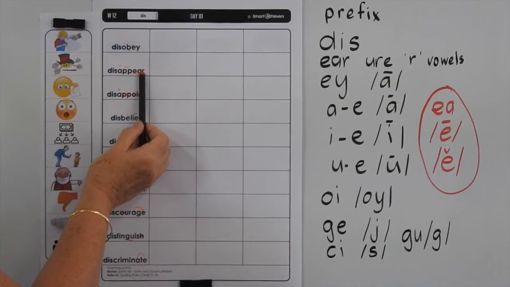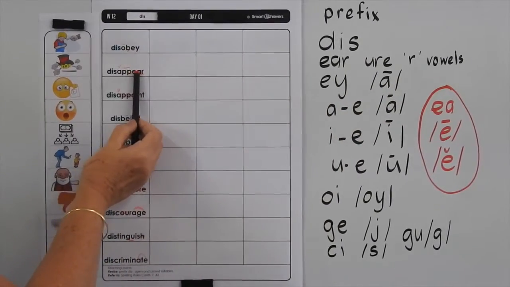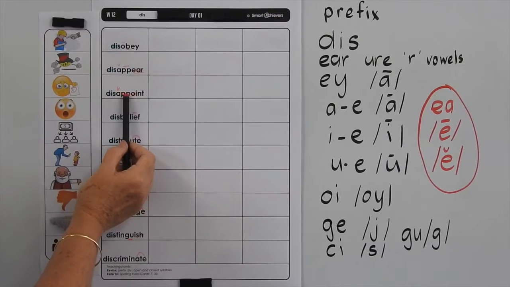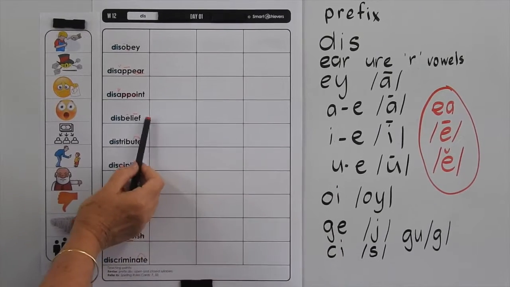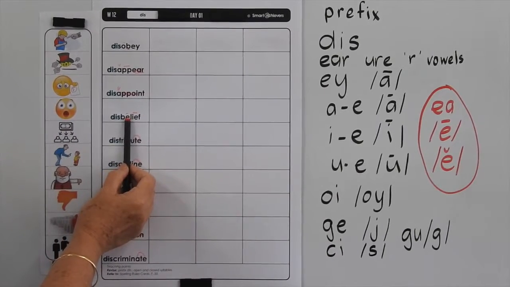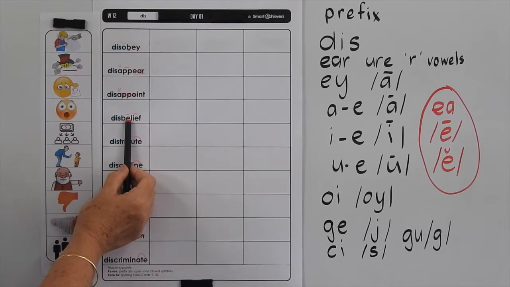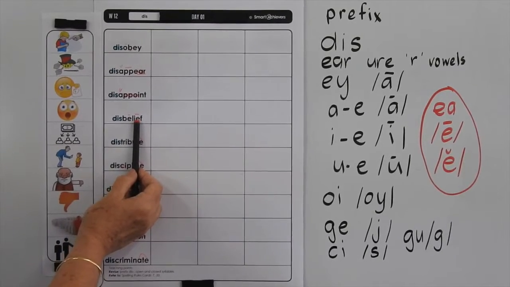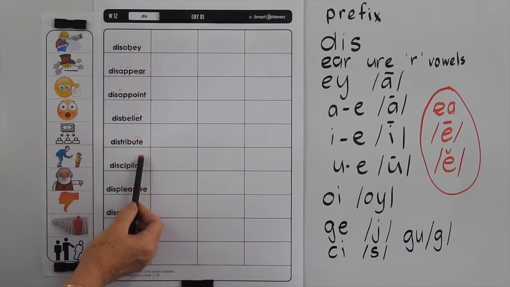So EAR and URE are both R-controlled vowels, so they're going to make long sounds. Now in disappoint, you've got the short vowel, double the P, you've got the OI for the OI sound there. Now in disbelief, you could have the E represented by just an E, like in me, be, etc. And you've got I before E except after C, where it makes the E sound. So you've got that long E sound there. Distribute, you've got the E making the U make its long sound.